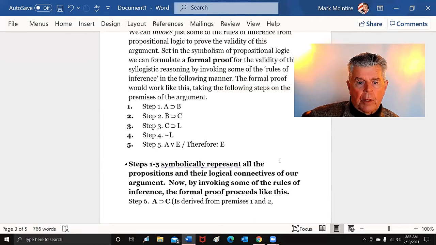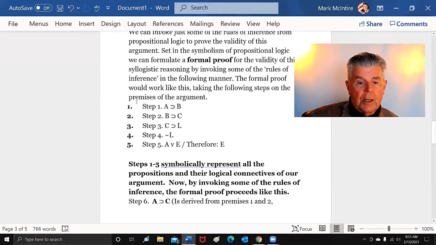Step 1, if A, then B, if B, then C. Well, that's a hypothetical syllogism. That's one of the rules. Step 3, if C is the case, then L is the case. Step 4, Lydia is not the baby's aunt. Remember, I told you that was the key. Step 5, either Alice is the baby's mother or Ellen is the baby's mother, therefore Ellen is the baby's mother.